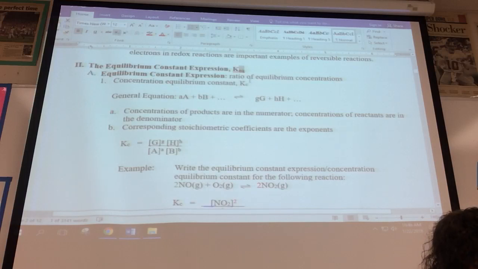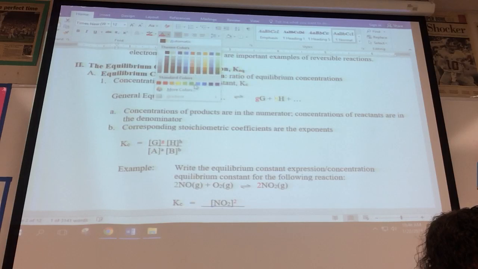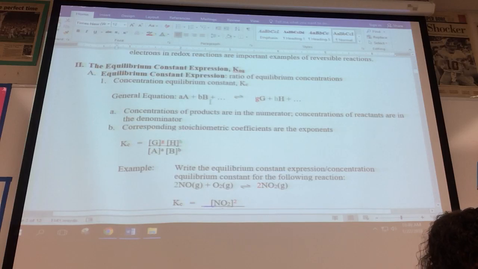When you're writing KCs, here's your balanced generic equation. You're going to put product concentration on top. So those brackets indicate concentration, concentration of G raised to its stoichiometric coefficient right here. Concentration of H raised to its stoichiometric coefficient right there. Reactant concentration in the denominator, so A concentration raised to its stoichiometric coefficient.